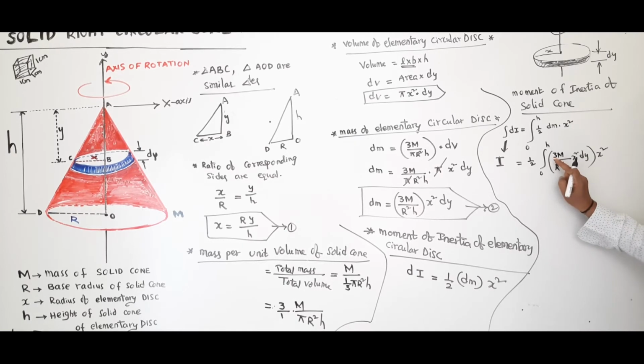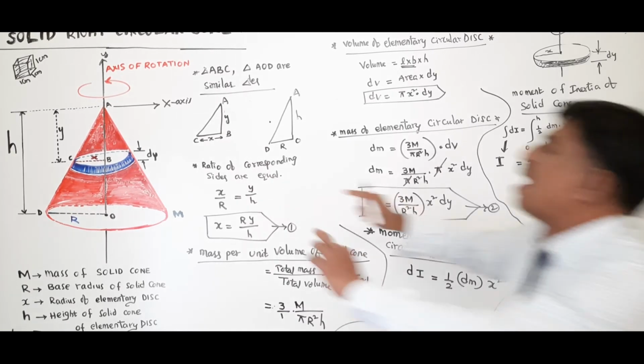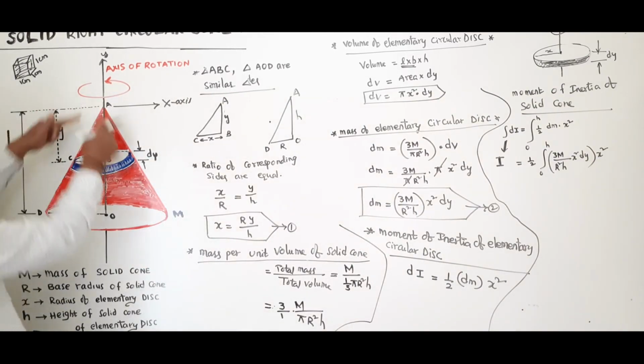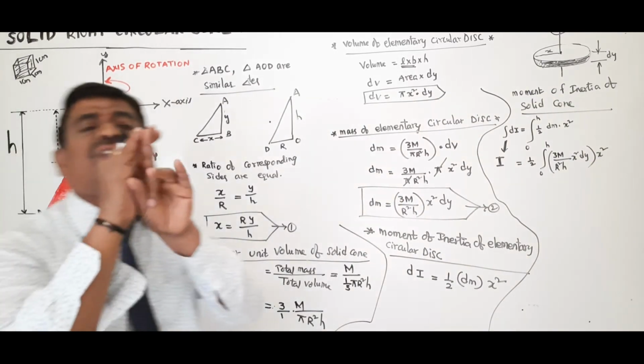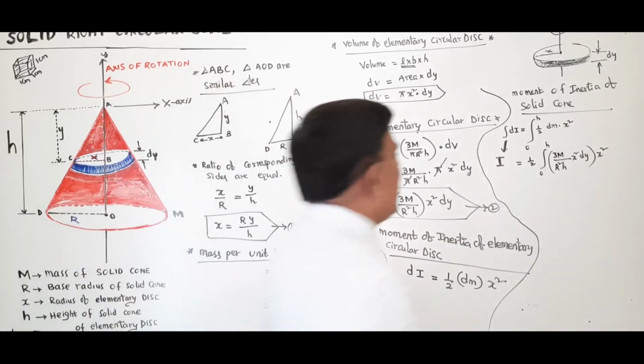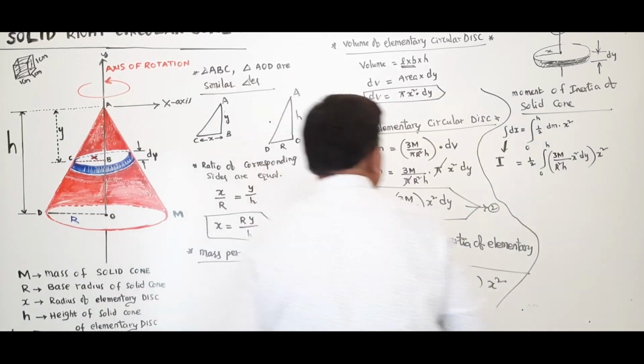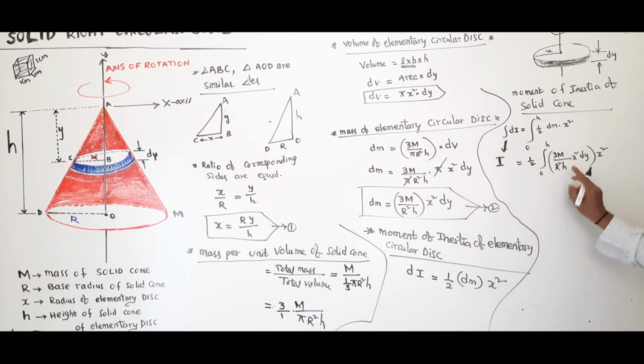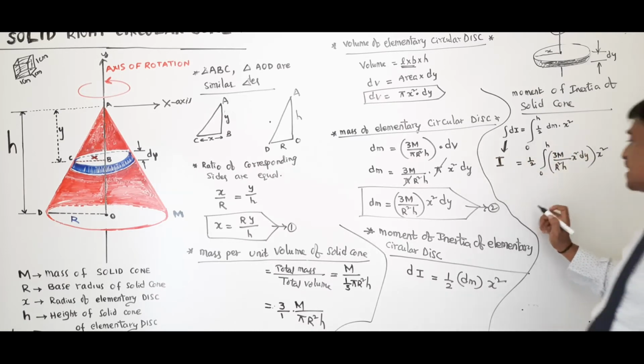Now please listen here. 3 is a number. Number means constant. Constant is taken outside. M is the mass of the solid cone, and the mass of the solid cone is constant. Mass of the cone does not change. Base radius does not change. Height of the cone, total height. Now, please listen here. 3m by r square h, these three are the constant terms taken outside.